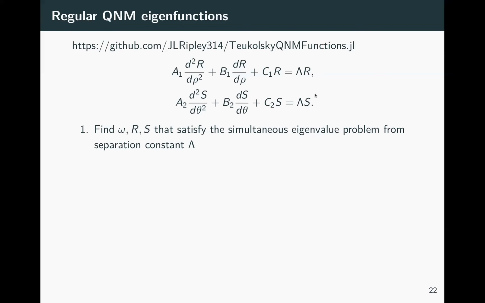It's very convenient for numerics because now nothing's blowing up. So there's a code that implements this procedure, and I'll just outline the basic idea of the algorithm here, although I'll spare you too many details. Again, we want to find the omega, R, and S that satisfy the simultaneous system. You can think of this as an eigenvalue problem for your separation constant: what's the omega and the R and the S that will give me the same eigenvalue? The ones that do are the QNMs.